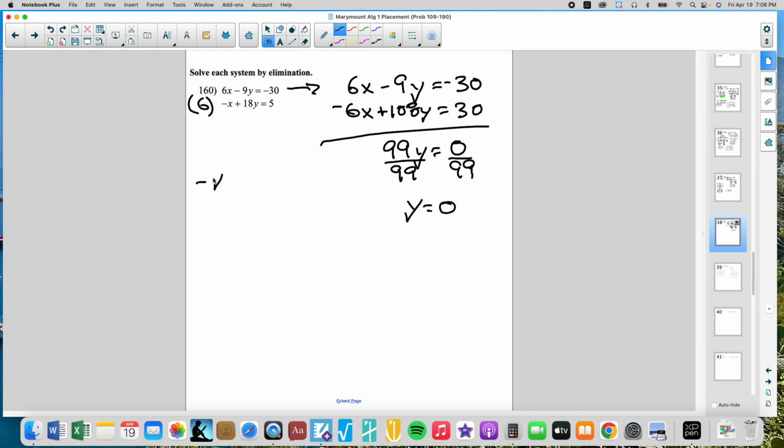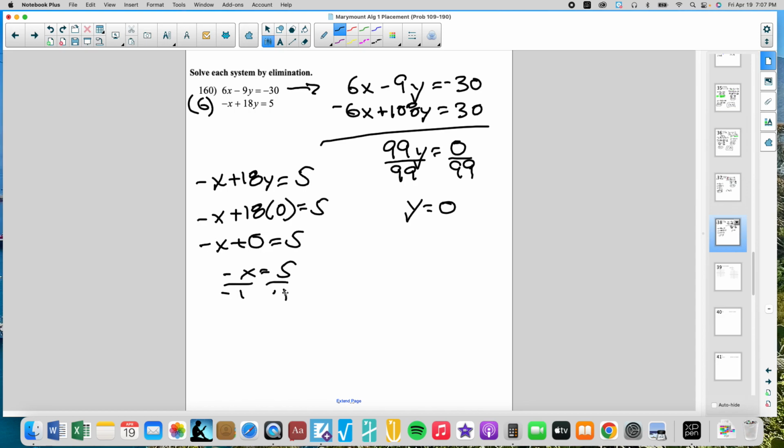Let's plug it back into any of the two equations. I'm going to pick this one because the y is 0. So 18 times 0 equals 5. Negative x plus 0 equals 5. Negative x equals 5. Let's divide by negative 1 to isolate x, so x is negative 5. So my point is negative 5, 0.